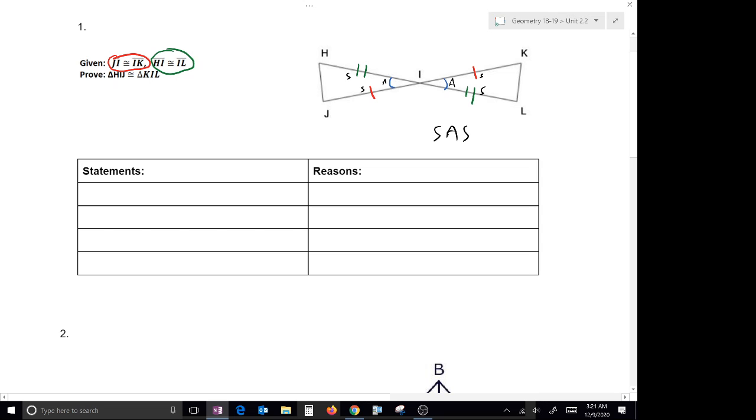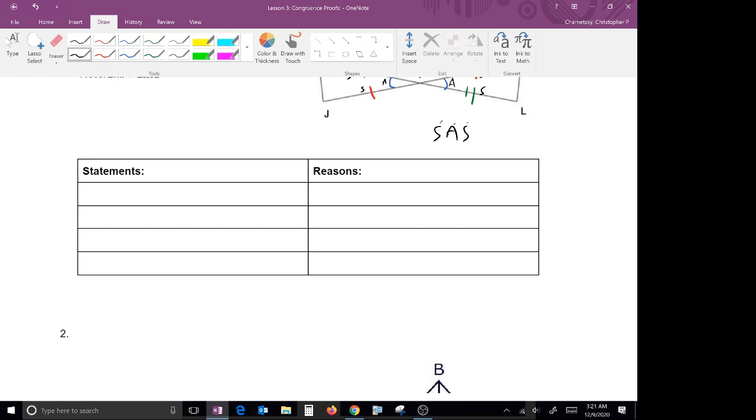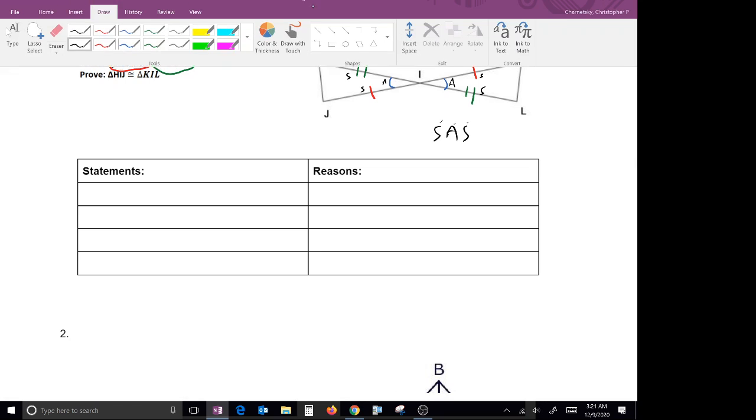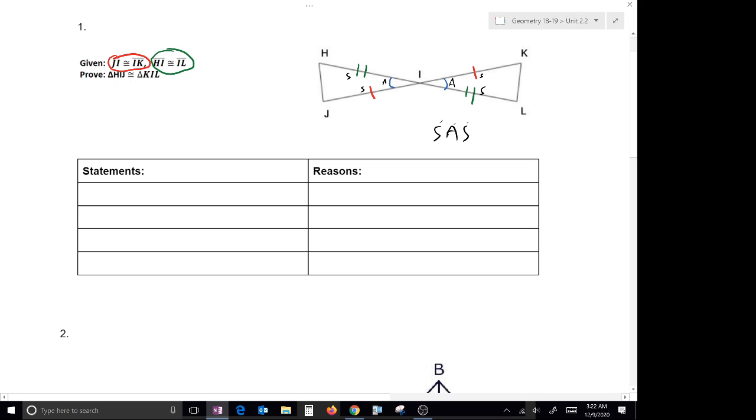Now in our proof, all we're going to do is really justify where we got each one of these pairs of sides and angles. And the first pair of sides is actually pretty easy. It was actually given to us. So side JI is congruent to side IK. And the reason, well, it was given. It's kind of a freebie.